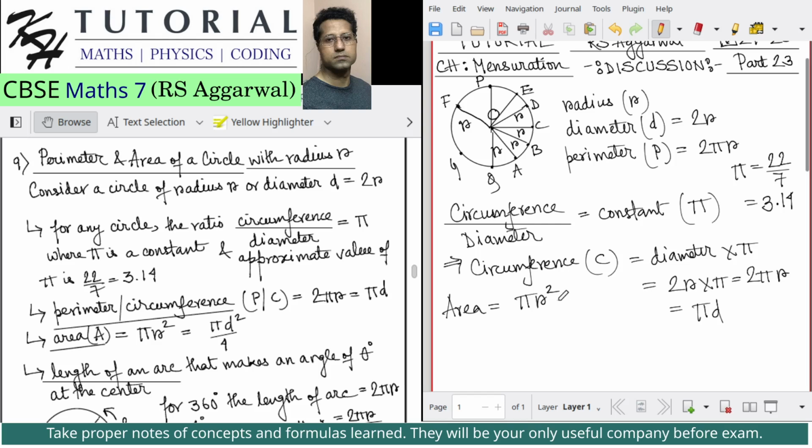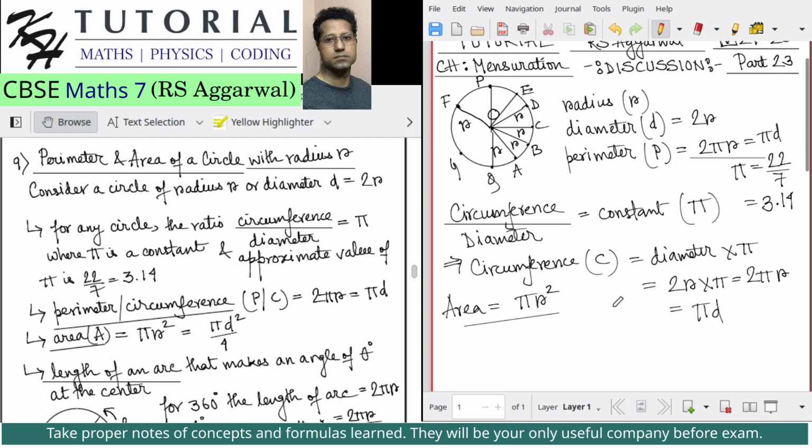Now there is a mathematical explanation why the area of a circle of radius r is pi r square. I will not get into that. I will just discuss the basic formulas and use them in solving problems. So area of a circle of radius r is pi r square, and the circumference, or perimeter, is 2 pi r. These are the main two formulas of a circle: its area, which is pi r square, and its perimeter, that is the circumference, which is 2 pi r, which is also equal to pi d.